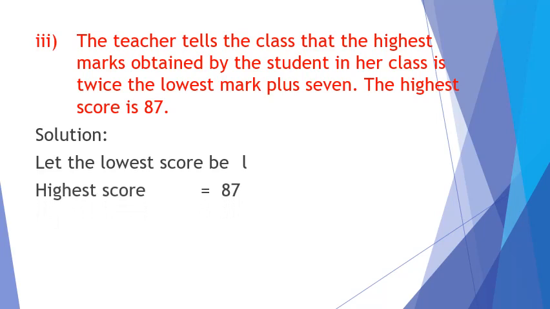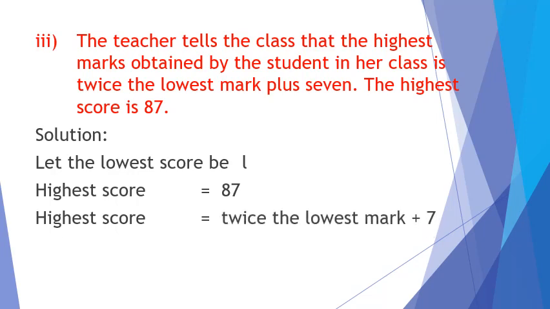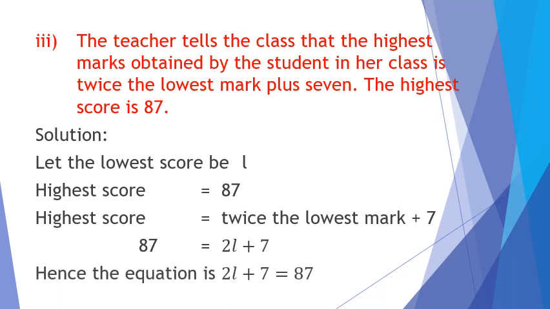The highest score is given as 87. It is given that the highest mark obtained is compared with the lowest score obtained. So we can write it as highest score equal to twice the lowest mark plus 7. Twice the lowest mark means 2L plus 7. That is 87 equal to 2L plus 7. Hence the equation is 2L plus 7 equal to 87.